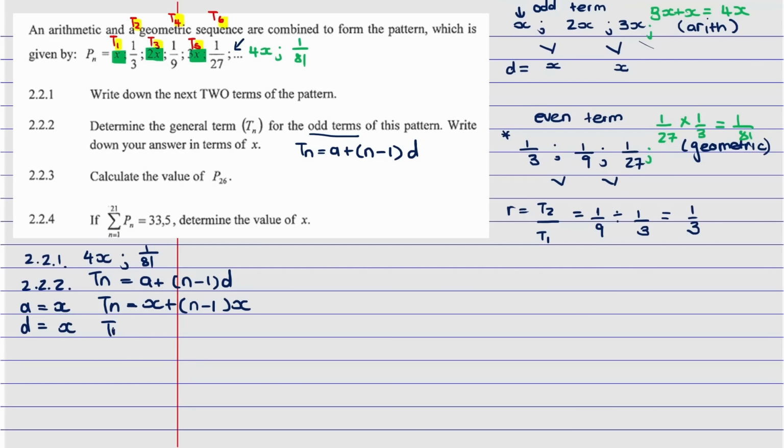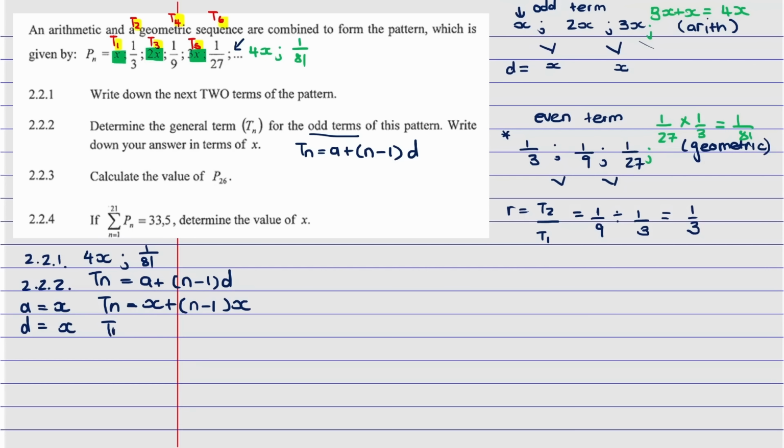We already know that the general term of the geometric sequence is going to be Tn equals 1 over 3, and it's going to be 1 over 3 to the power n minus 1. Hope that makes sense.